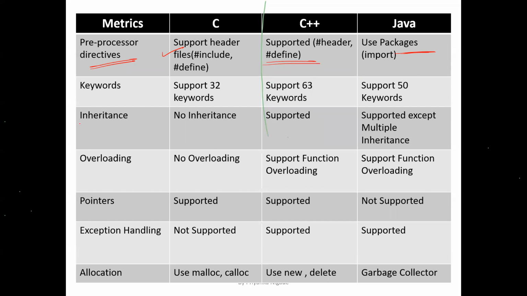Now let me talk about keywords. Java में कितने keyword supported है? Keyword मतलब होते हैं reserve words, guys. Whenever you are writing code, you should understand some reserve words. Using these words, you can simply write a logic, correct ना? So in Java generally 50 keywords are available, but in C we have 32, in C++ we have 63 keywords. So these are the reserve words.